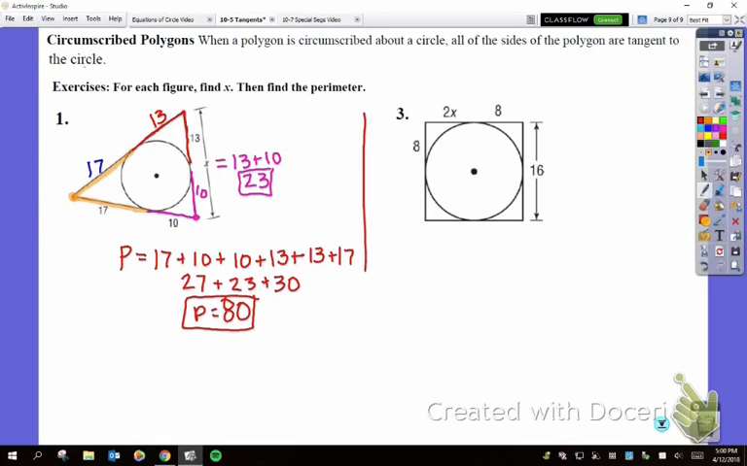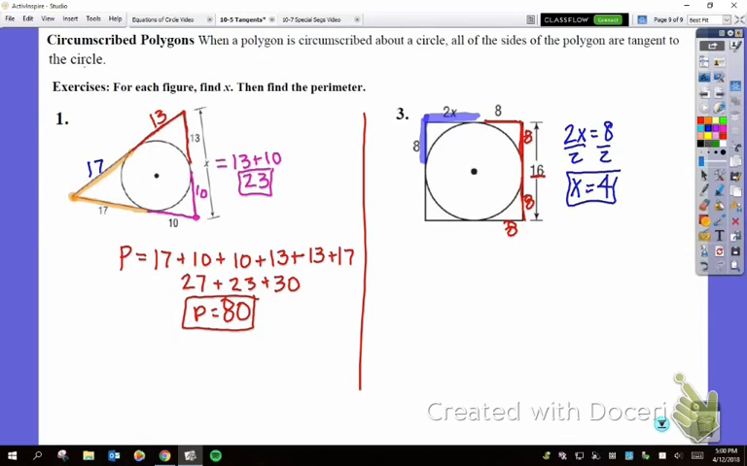Now the next one I wanted to do with you is number 3, and it's the same idea. If this piece right here is 8, then this piece right here is 8. This whole thing was 16, so if this top part was 8, then this bottom part also is going to be 8. Which gives us 8 over here, and then you could continue on. Now, if we're looking for x, then our x piece is right here, this 2x, and that segment is equal to this segment on this side because they're tangent. So we would just say 2x equals 8, divide by 2, and x equals 4.